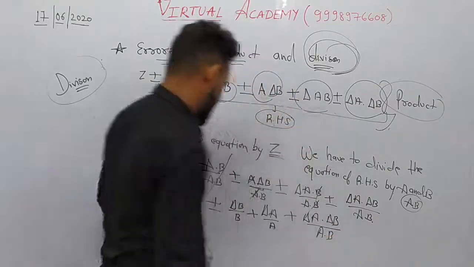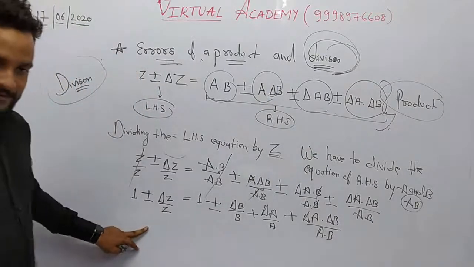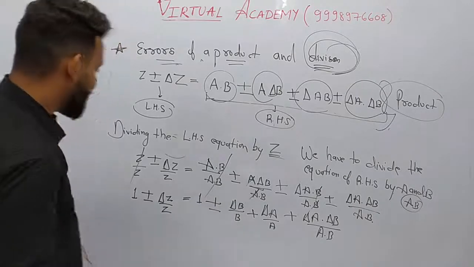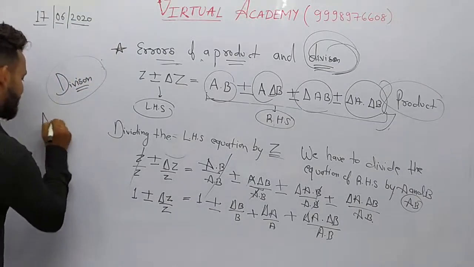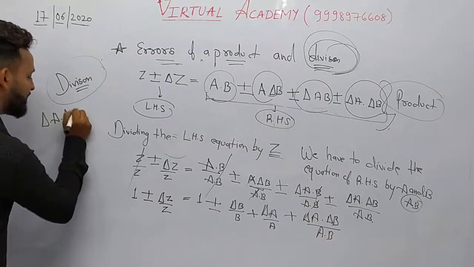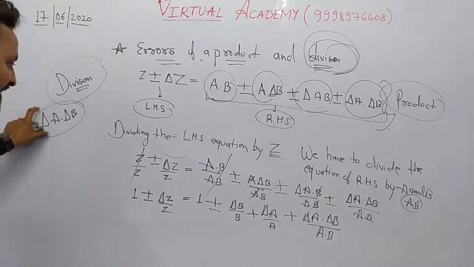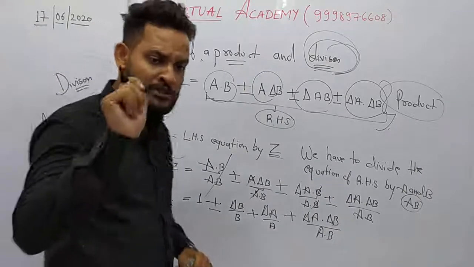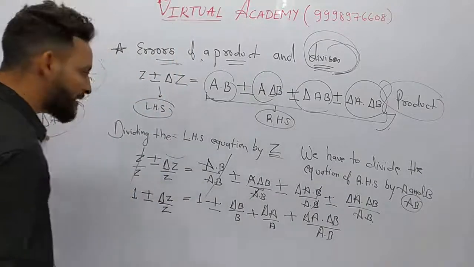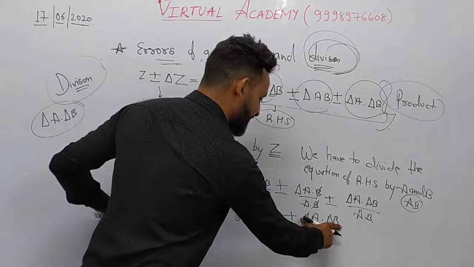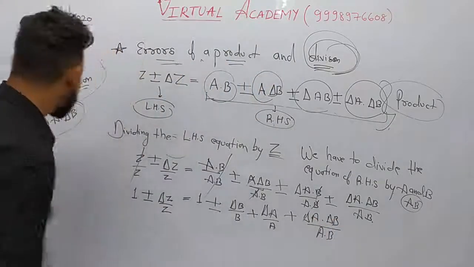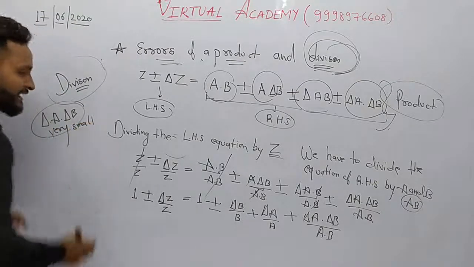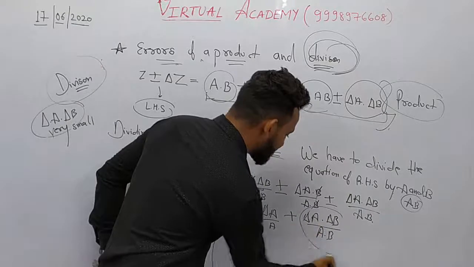Now dear student, this equation is completed. Now we have to suppose the value of delta A into delta B is very small, because delta A and delta B are errors, and very small errors. So if we multiply delta A and delta B, its value will be very, very small. So we are neglecting this term.